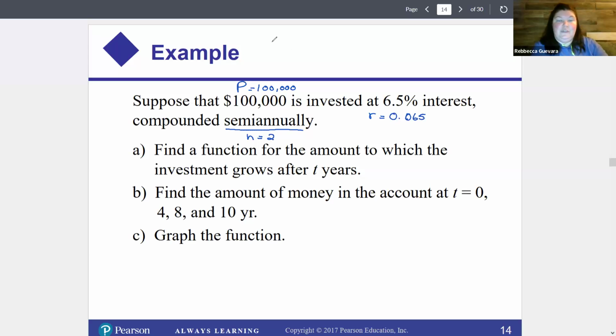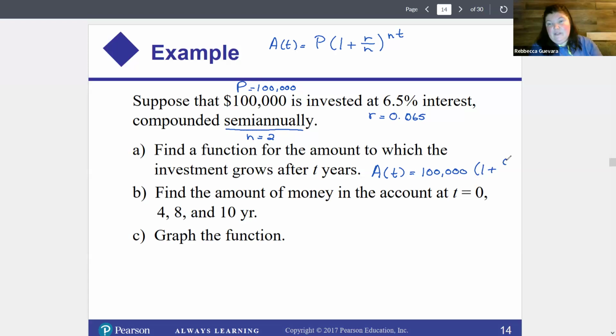So we just want to write a function first. The formula we had was this, so we're just going to fill it in. If we want a function for the amount, which is what my A represents, the amount that the investment has grown to after T years, well, P was 100,000. Then we have 1 plus my rate of 0.065, divided by 2 since we were compounding twice a year, and then 2 to the T here.